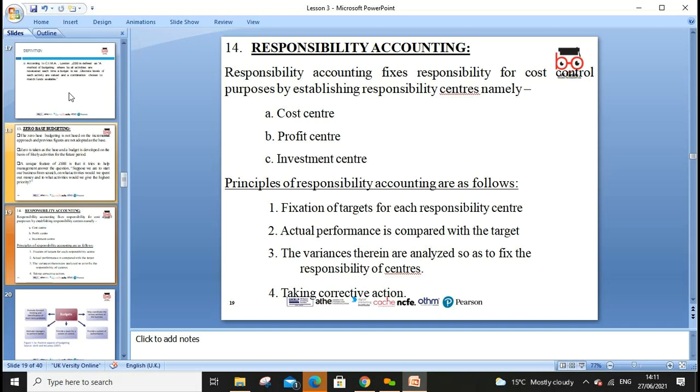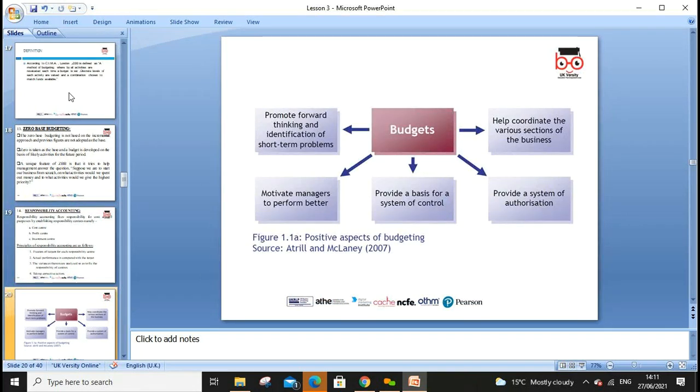Responsibility accounting is also budgeting; we do the planning for it. The purpose is establishing responsibility centers: cost center, where we calculate costs; profit center, where we calculate cost and revenue; and investment center, where we calculate cost, profit, and return on our investment. The principle of responsibility is the fixation of targets for each responsibility. If you have been given the budget, you will be accountable to achieve certain objectives. If as a manager you're not achieving those objectives, then we're not going to achieve them.